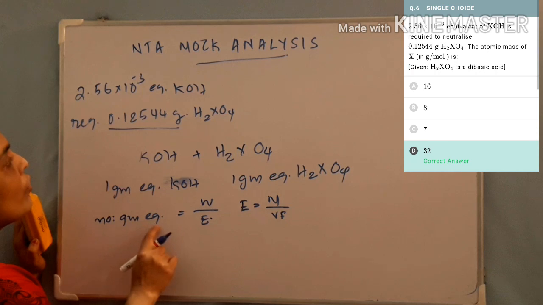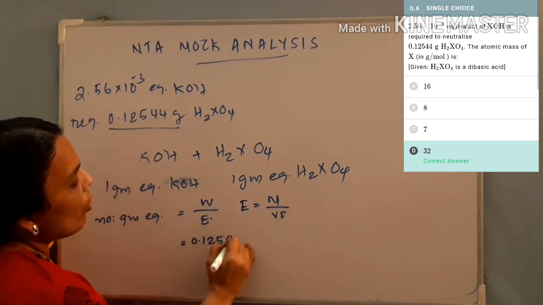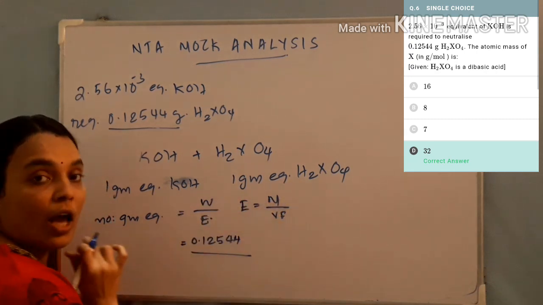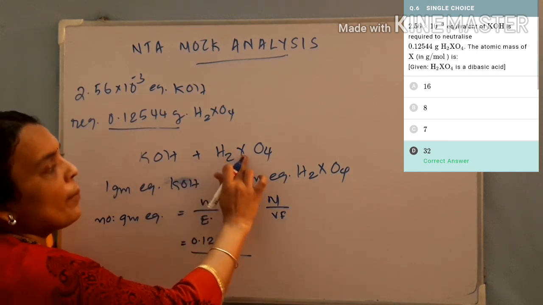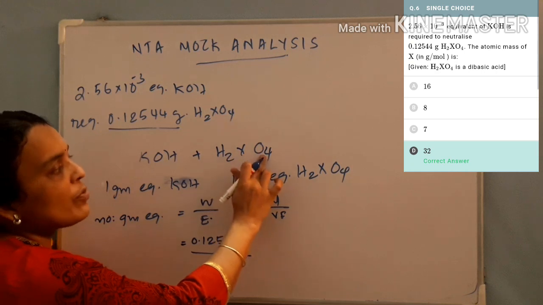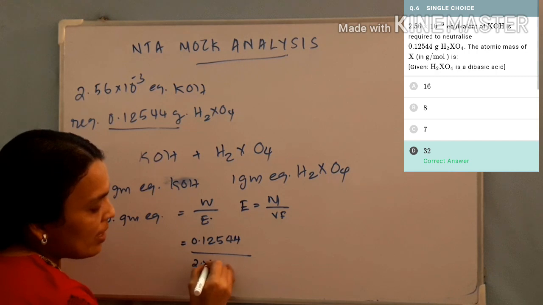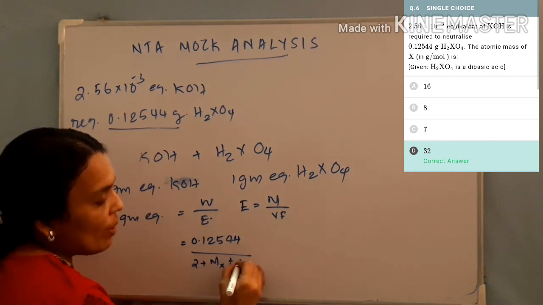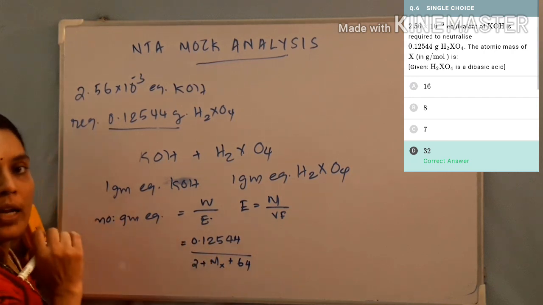So the number of gram equivalents is equal to 0.12544 by equivalent mass, that is, molar mass by valency factor. Molar mass means molar mass of hydrogen plus molar mass of X plus 4 into molar mass of oxygen. So we can write 2 plus molar mass of X plus 4 into 16, that is 64. So this much equivalents are there.